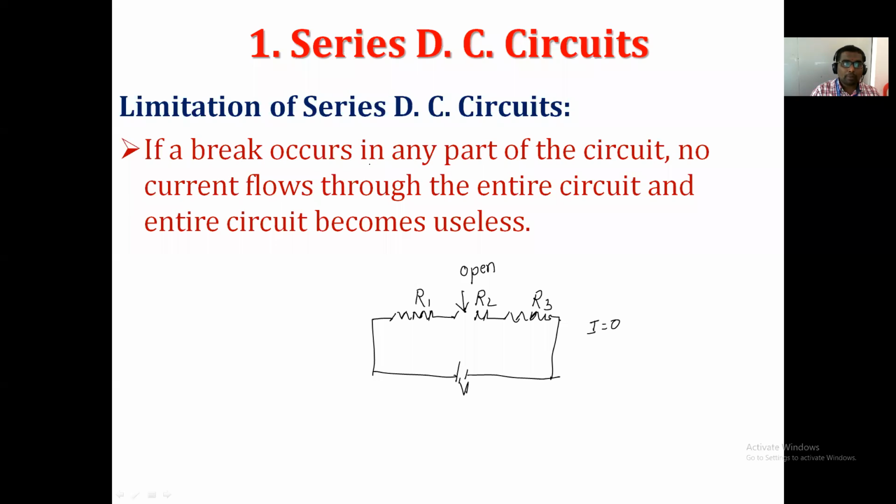If a break occurs, I have said the break in R2 here, you consider a break in R1, or in R3, or sometimes even the connecting wires can get cut, can open. Wherever the series circuit opens, the entire circuit becomes useless because no current will flow through that entire circuit. This is the first limitation of a series circuit. Is it clear?